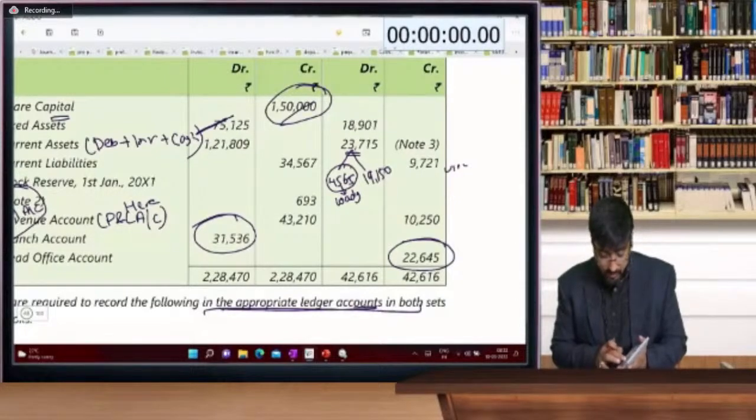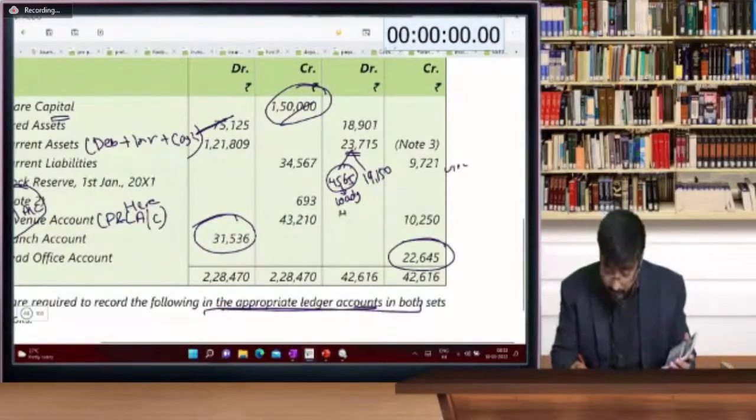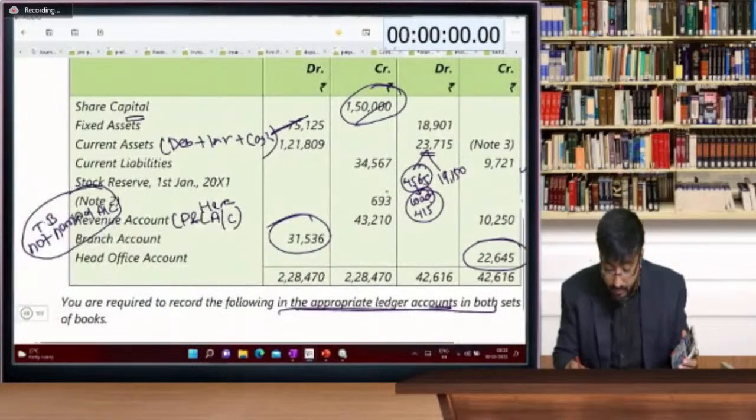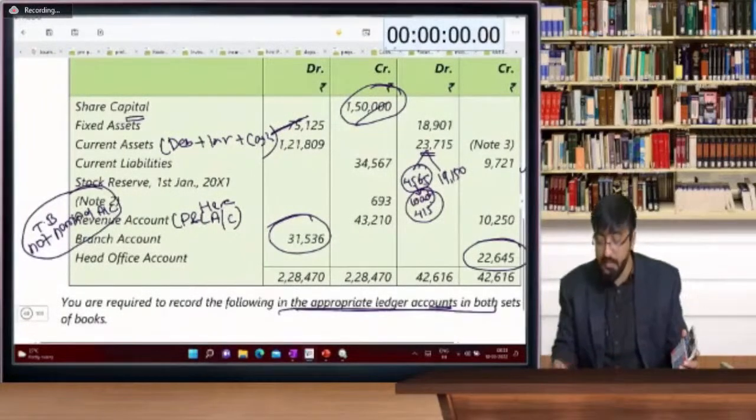Four five six five into 10 upon 110. Loading is 415. Loading is 415. How did you calculate it? Into 10. Now see, loading 4565 into 10 upon 110 is 415. Wait. This is closing stock loading.